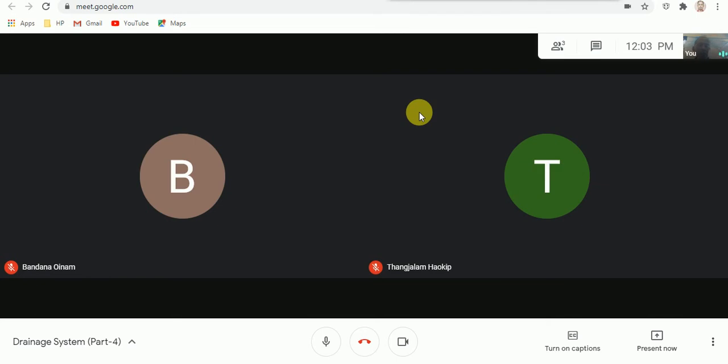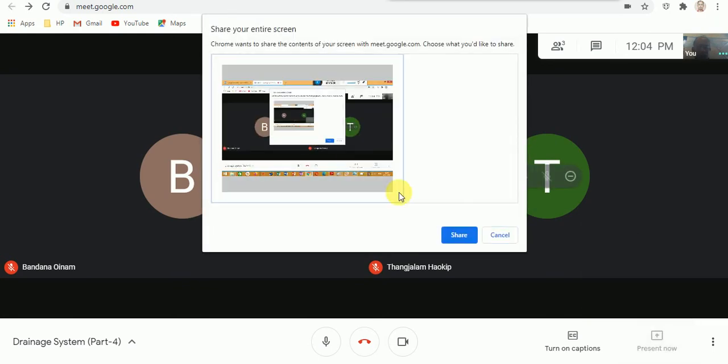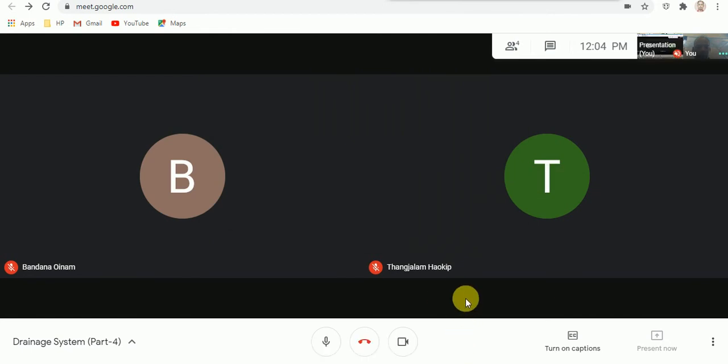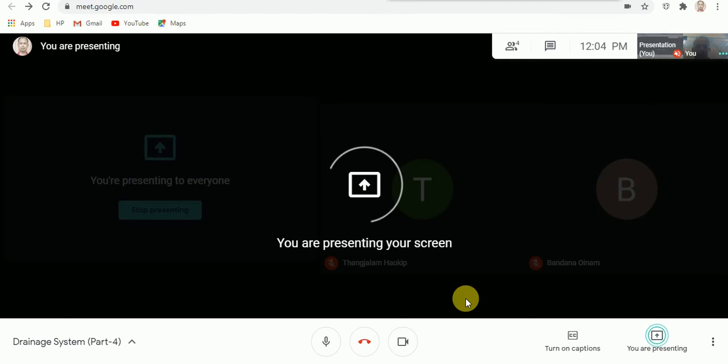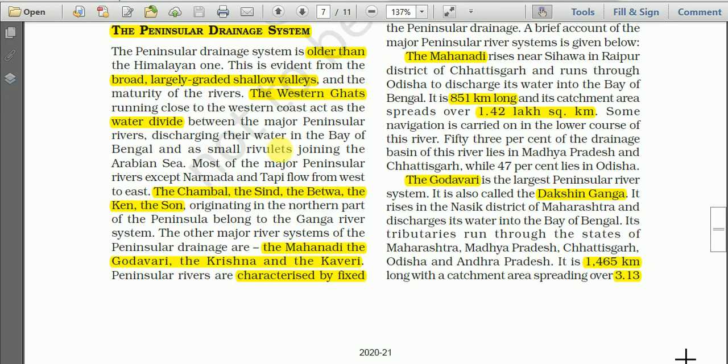Remember, we have been learning Chapter 3, Drainage System, of your NCERT textbook, India Physical Environment. Today, we shall learn about the Peninsular Drainage System. Now, let me present my screen. The Peninsular Drainage System. Let us read.